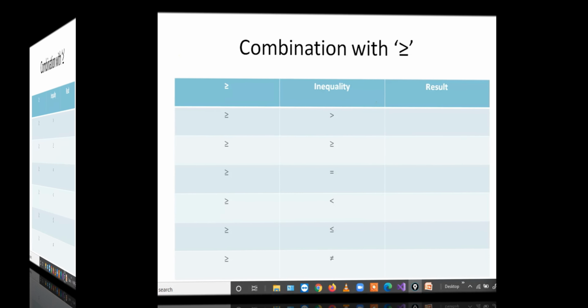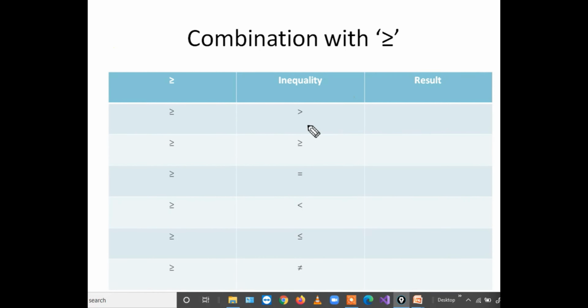Right. Now greater than or equal to. Greater than or equal to with greater than: already we have seen in the greater than table that the resultant is only greater than. Greater than or equal to and greater than or equal to: so it is only greater than? No sir. Sir already mentioned equal to has no effect, but it is there in both the inequalities, sir. So we have to check it. Greater than or equal to and greater than or equal to, the result will be greater than or equal to.